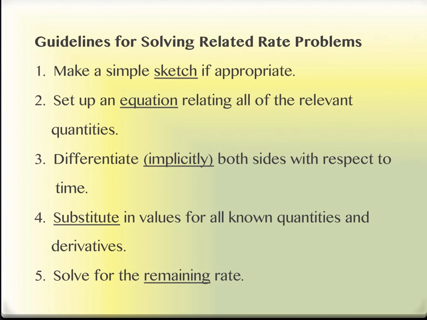Step 4 is to substitute in values for all known quantities and derivatives. So known quantities, known derivatives. And then step 5 is to solve for the remaining rate.